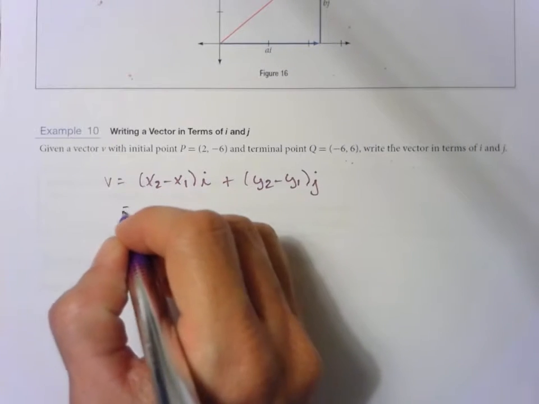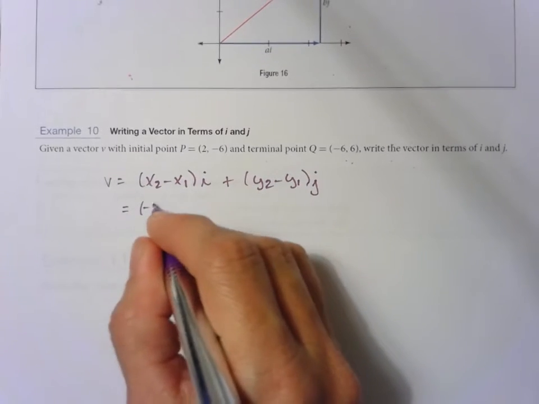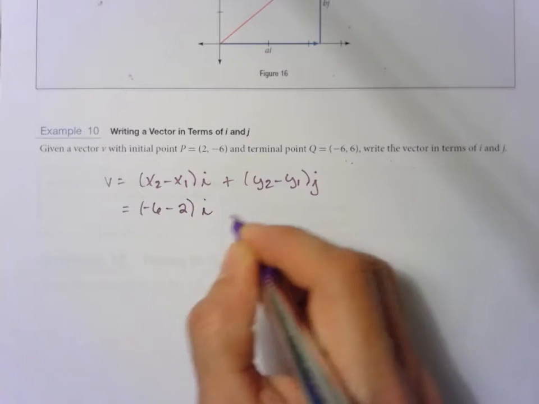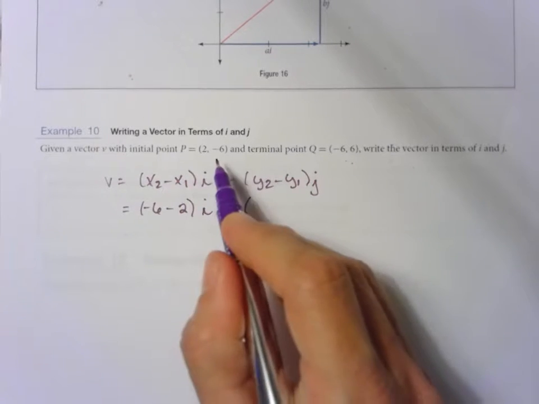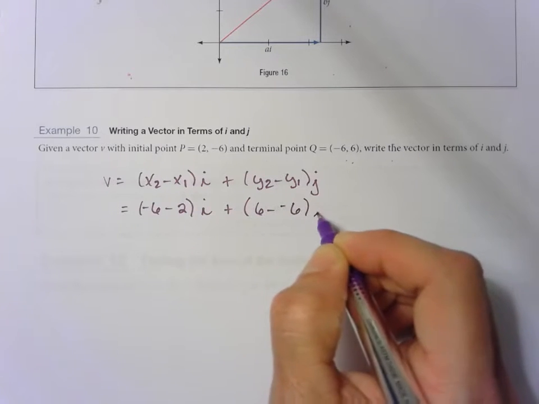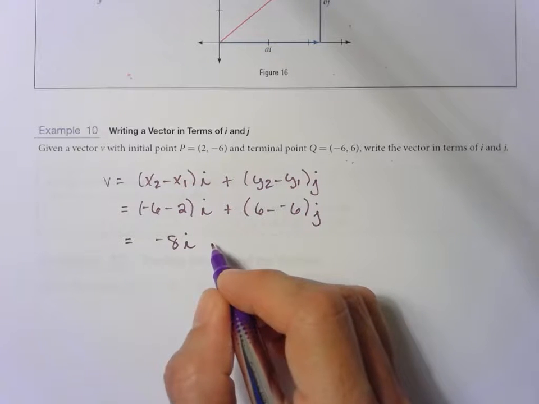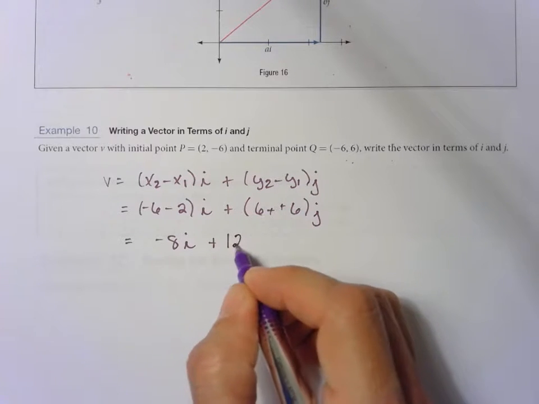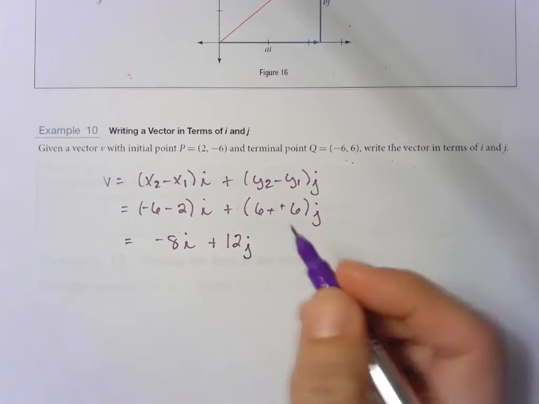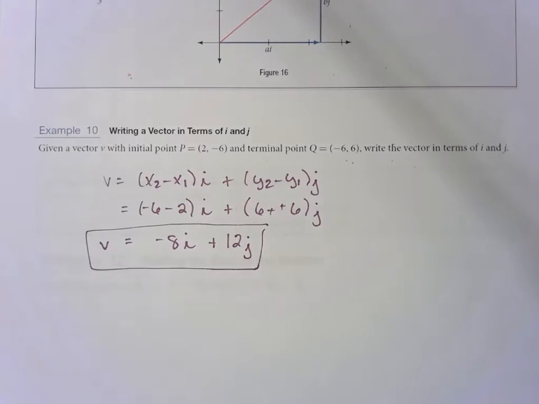So it's going to be x2 minus x1, so -6 minus 2, i plus y2 minus y1, so 6 minus -6, j. So we end up with -8i plus 12j. We have written the vector in terms of i and j.